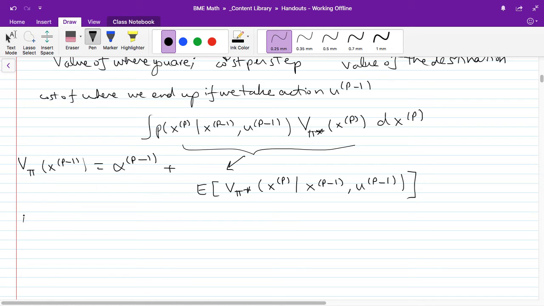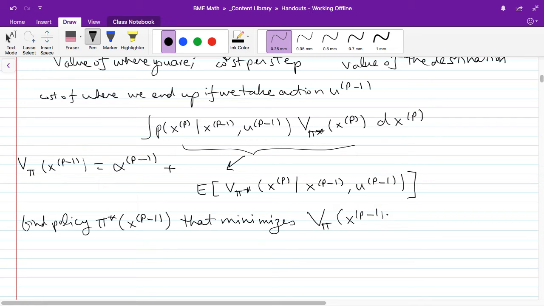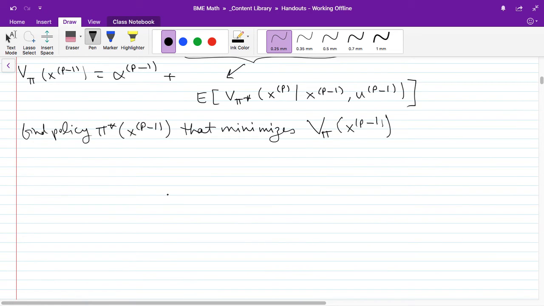And so to do the optimal action at time point p minus 1, what we want to do is find the policy pi star at x of p minus 1 that minimizes v of pi at time p minus 1. So what this means is that pi star at time point p minus 1 is the best command that you can produce in p minus 1 that minimizes the sum of the cost per step plus where it takes you to, the expected value.